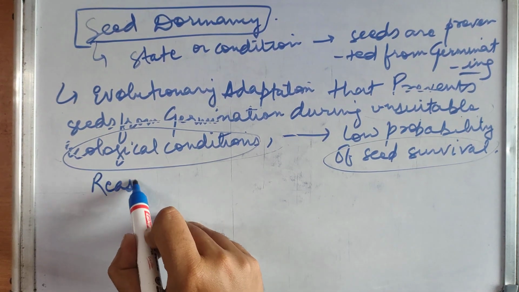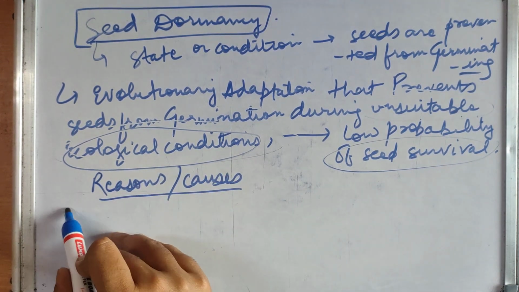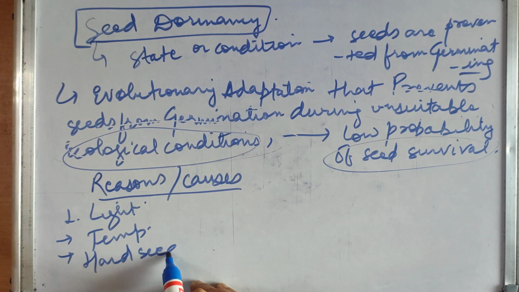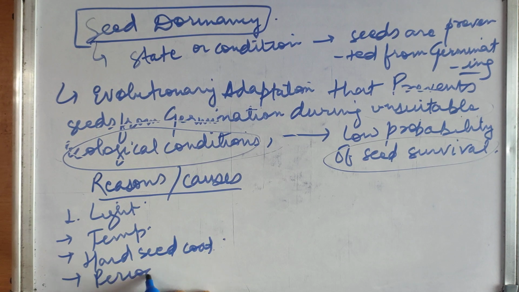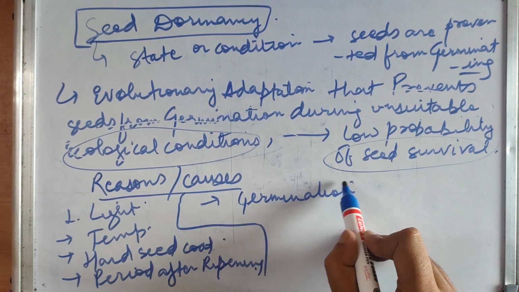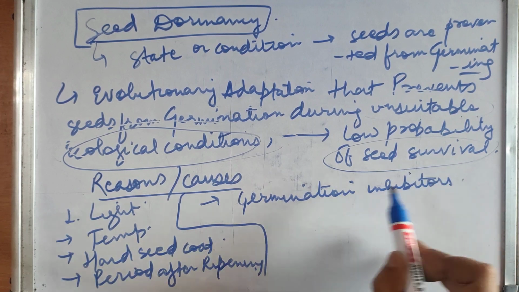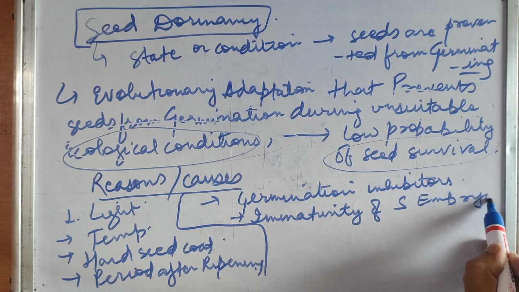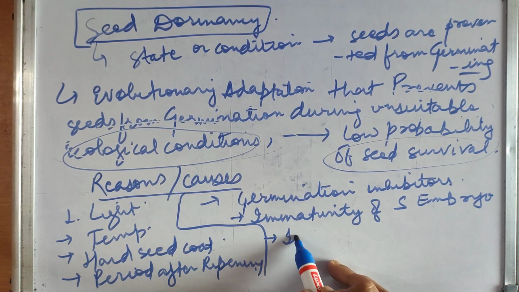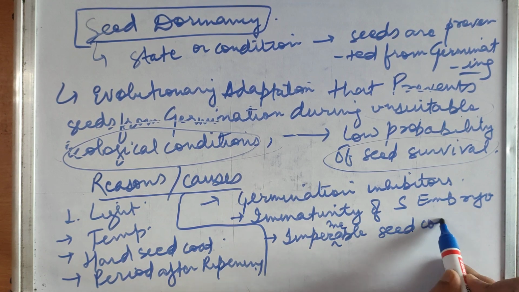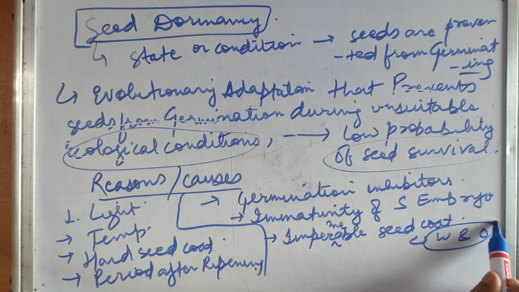So what are the reasons, or causes, of seed dormancy? They are light, temperature, hard seed coat, period after ripening, germination inhibitors, immaturity of seed embryo, and impermeability of seed coat to water and oxygen, that is, the seed coat does not allow water and oxygen to enter the seeds.